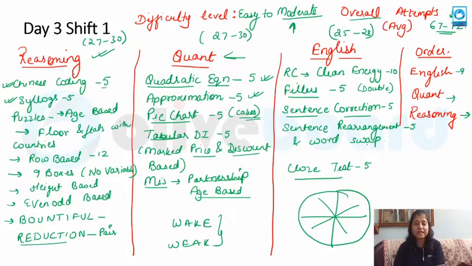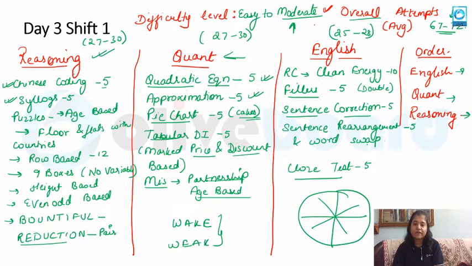So we will be analyzing day 3, shift 1 of today. We had a conversation with many of the students and they gave the analysis that this was the kind of paper that they saw today, right? So again the paper was easy to moderate level but more towards the moderate side. Moderate pe zyada tha, right?